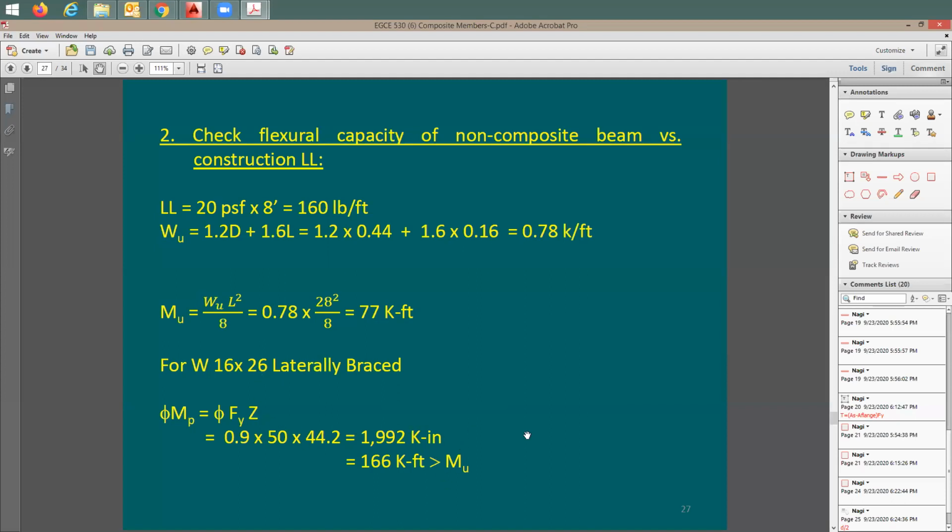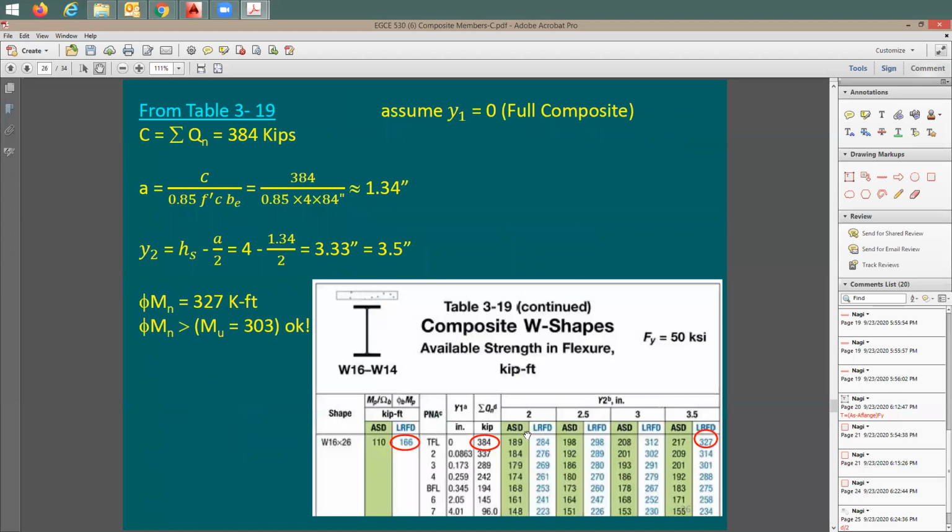But you know what? Let me take you back one slide, and then I want you to figure out the strength of this steel beam as a non-composite beam during construction. Can someone look up the value and tell me how much is the strength of it? The non-composite steel beam, how much is the strength of it, the phi Mn? 166. Yeah, where did you get it from? On the table. It's right here.